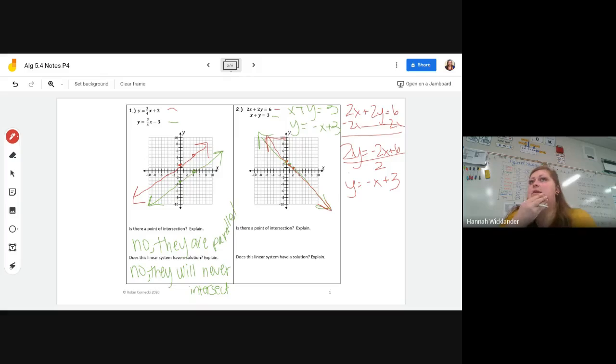And connect the dots. So it says, is there a point of intersection? So do these lines touch or cross? Yes. At every point. And does this have a solution? Yes, it does. Every single point on this line is a solution.